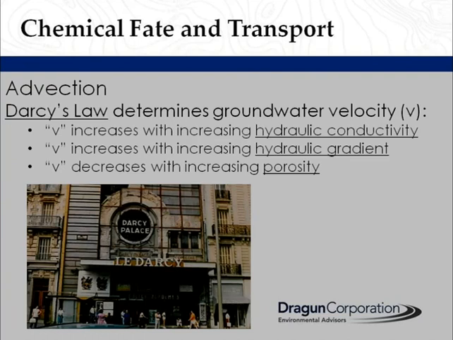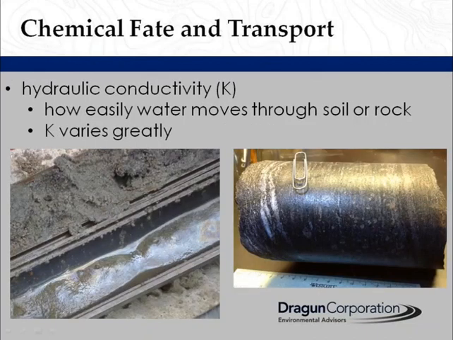So advection, or groundwater velocity, is controlled or described by Darcy's law. And Darcy's law is made up of 3 factors. The groundwater velocity, V, increases with hydraulic conductivity, which I'll talk about in a minute. It increases with hydraulic gradient, which I'll talk about in a minute, and it decreases with an increasing porosity. So the more porosity, the lower the velocity. So we're going to talk about those briefly.